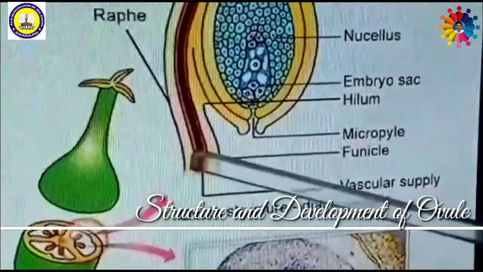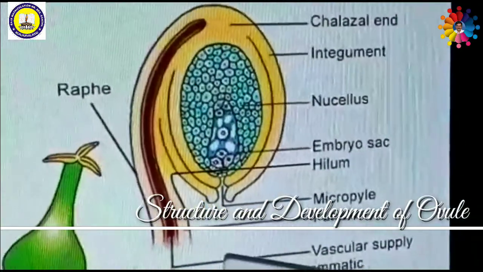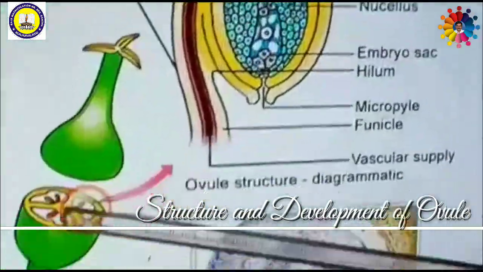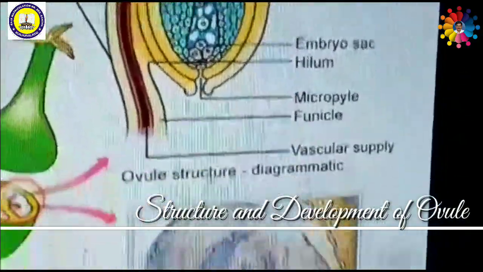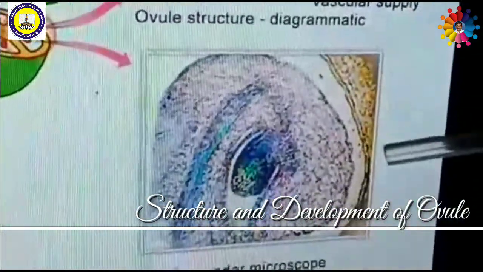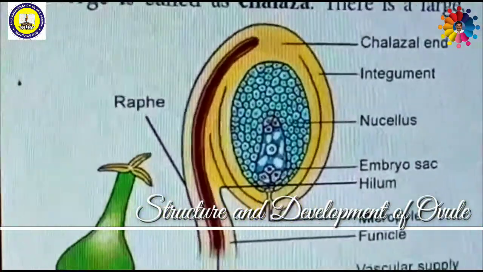So this is the megasporangium or ovule. So this is the structure of the ovule. Each and every ovule is magnified to a big size. This is a microscopical view of the ovule. Now it is a diagrammatical representation of this ovule. I shall explain in detail.